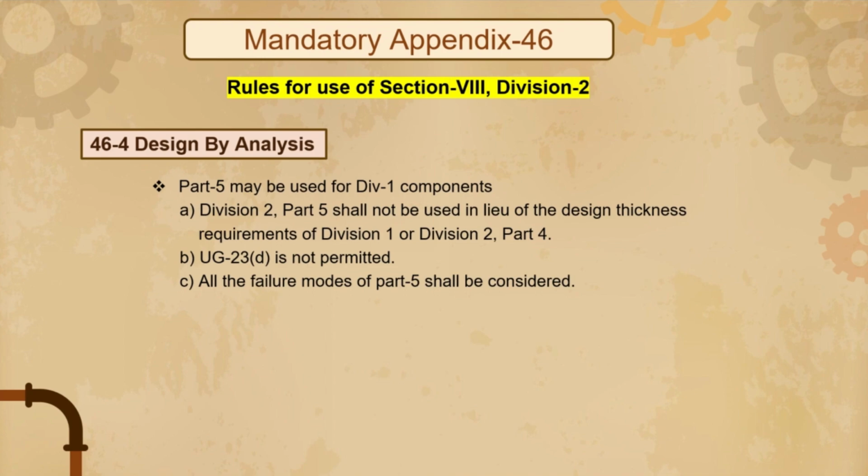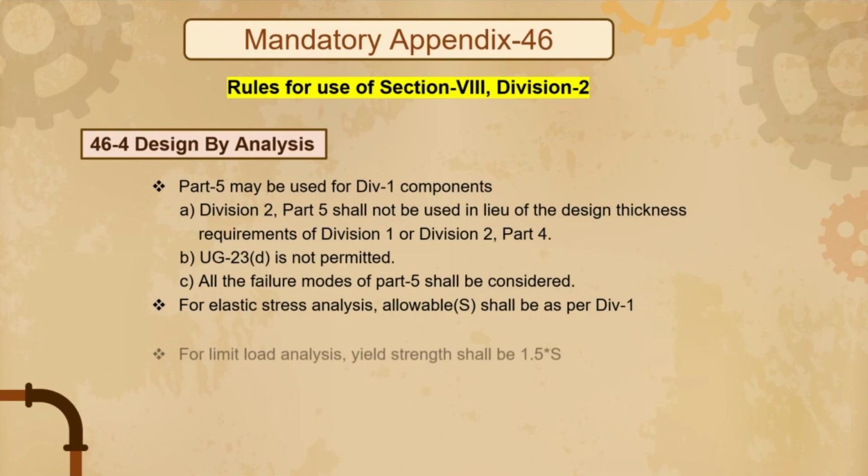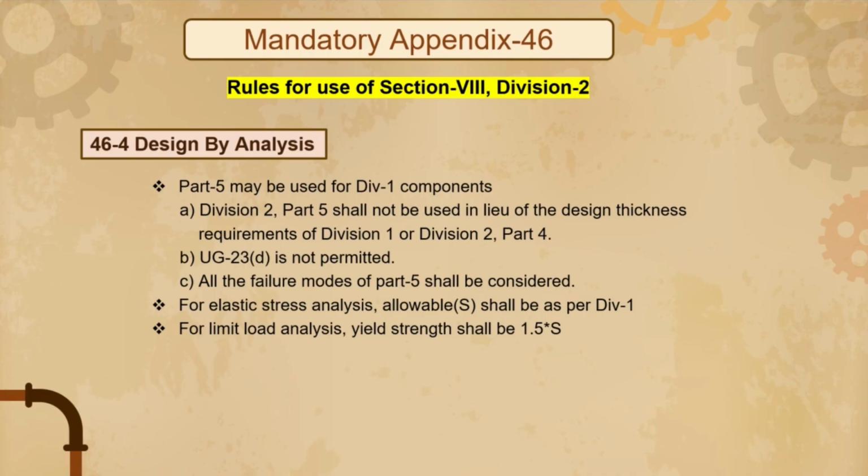So first one is plastic collapse. If you follow plastic collapse, we need to do elastic stress analysis. In plastic collapse only, elastic stress analysis is there. If you are performing elastic stress analysis, allowable shall be as per Division 1 only. Whatever your allowable stress values, that is as per Division 1 only. And if you are performing limit load analysis, this is also under the plastic collapse failure mode only. In this, yield strength shall be as per 1.5 times of allowable stress, guys. And there is one more point: evaluation of test conditions is not required. Why? Because we are doing analysis, so there is no need of evaluation of test conditions here. But if you are doing the design by rule method, you need to do it.